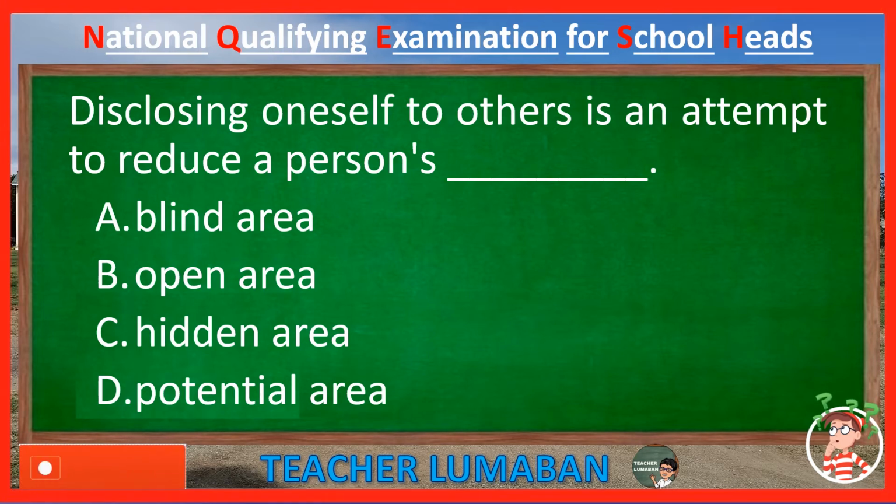The correct answer is letter D, potential area. Disclosing oneself to others is an attempt to reduce a person's potential area.